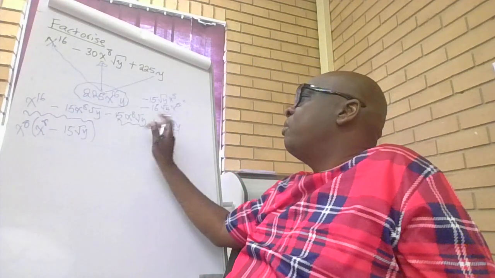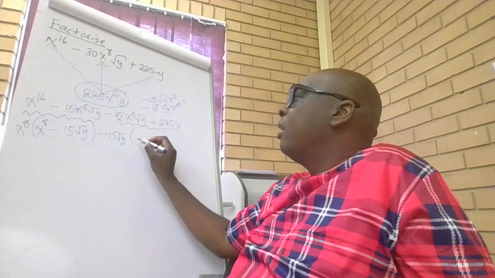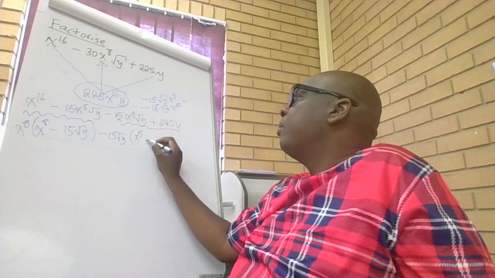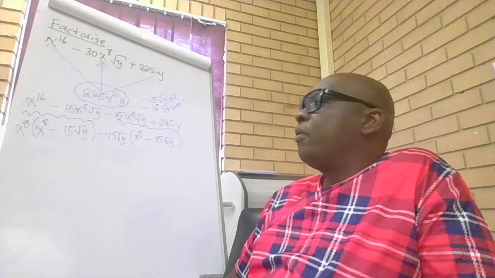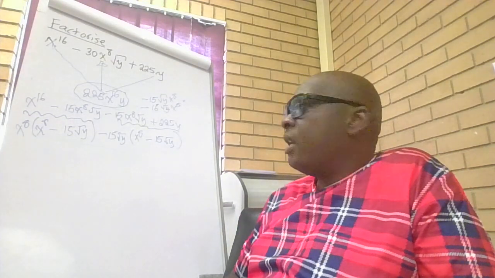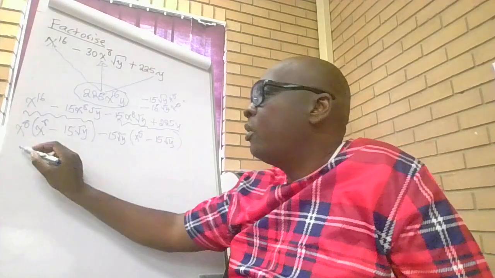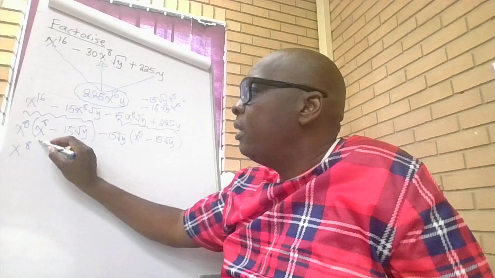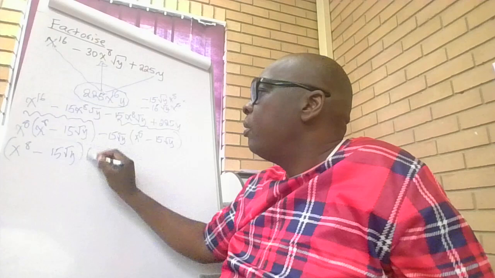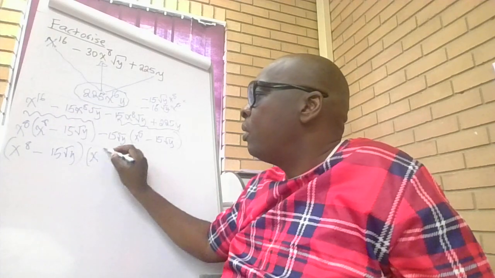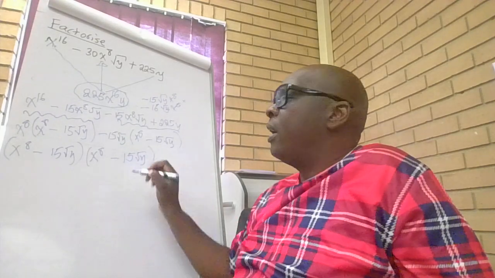If I come to these two terms also, I can factor out minus 15 square root of y, and I'm left with x to the power 8 minus 15 root y. From these, you can observe that with these two terms there is a common thing, which is the bracket here. If I take out the bracket, I'll have x to the power 8 minus 15 root y, and what's left becomes x to the power 8 minus 15 square root of y.